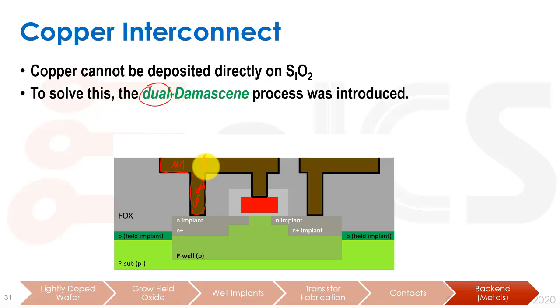So this was a dual Damascene process because in one step, basically, we filled up both the contacts and the metal before we etched away. We're also going to cover with liner so it doesn't diffuse into the next layer of silicon dioxide.